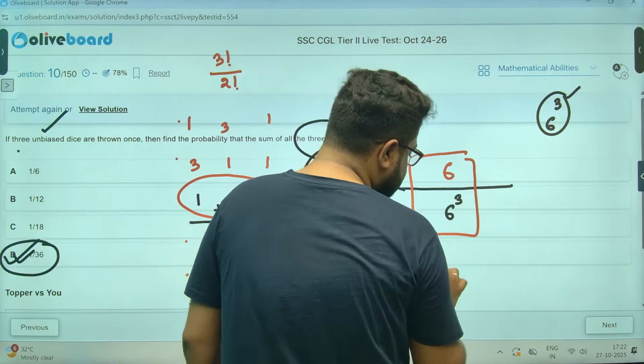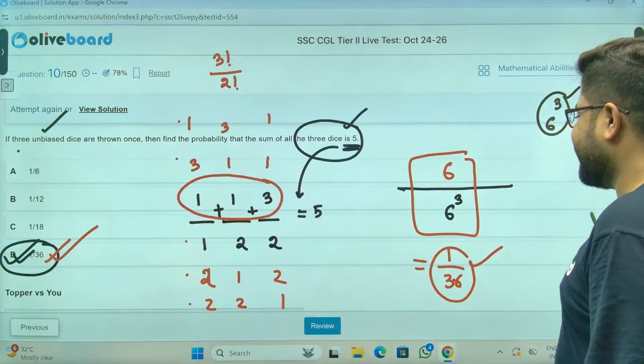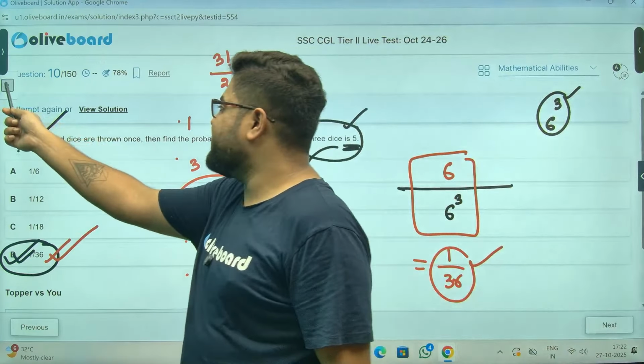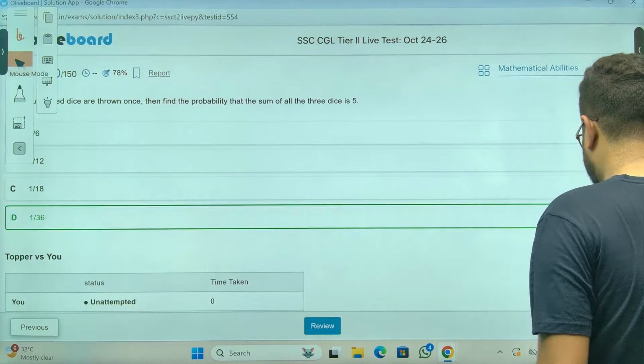So the answer will be 1 by 6 square, which is 1 by 36, which is there in option number D. This was a good question. I enjoyed this one question. Right? Moving on, sir.